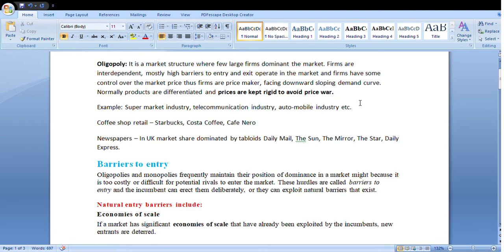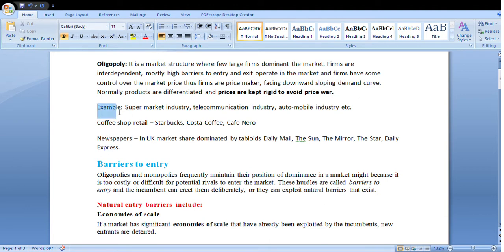Because all the firms are giant organizations, they have huge market power. So if one firm wants to reduce the price, all other firms instantly follow the same thing. As a result, it creates a price war in the market. To avoid the price war, firms in an oligopoly market try to keep the price fixed, rigid, not to change. So price competition is not normally practiced in the oligopoly market. Rather, firms try to compete with other things that are called non-price competition.